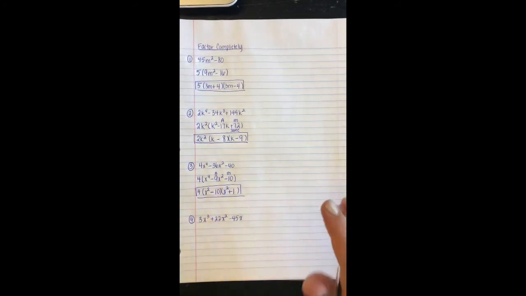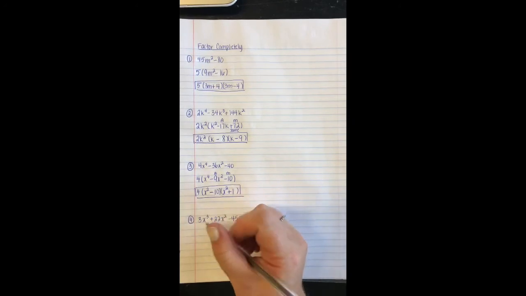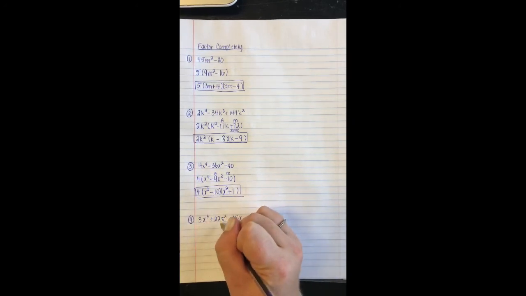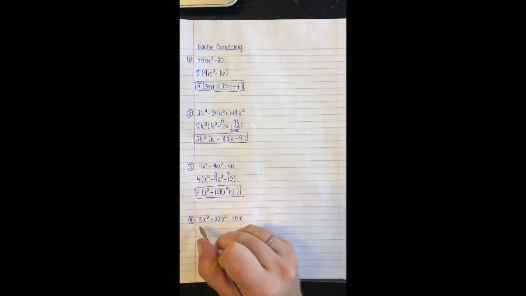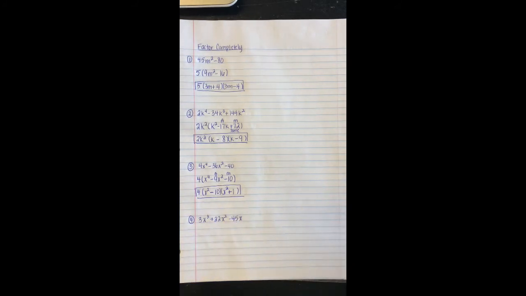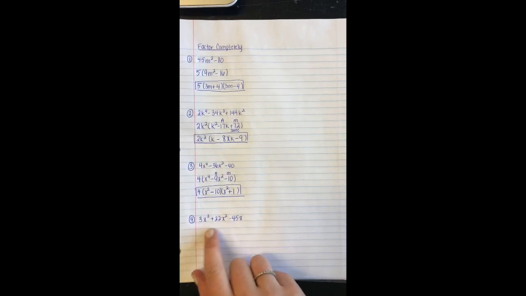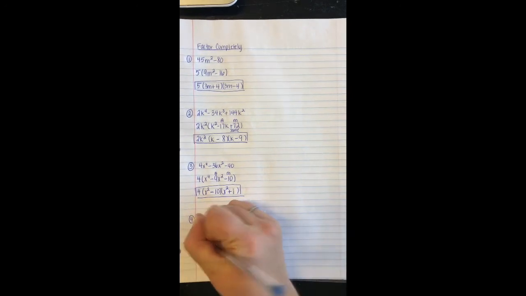And then finally, last but not least, question number 4. So you see, I have 3x cubed, 22x squared, 45. Now I see that 3 goes into 45. Does 3 go into 22? Unfortunately, when I do 22 divided by 3, it doesn't go in evenly. So the only GCF I can do here is to pull out the x.